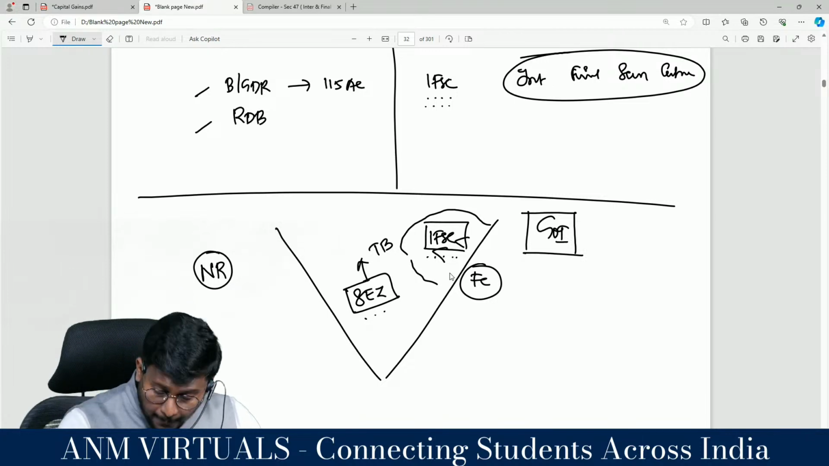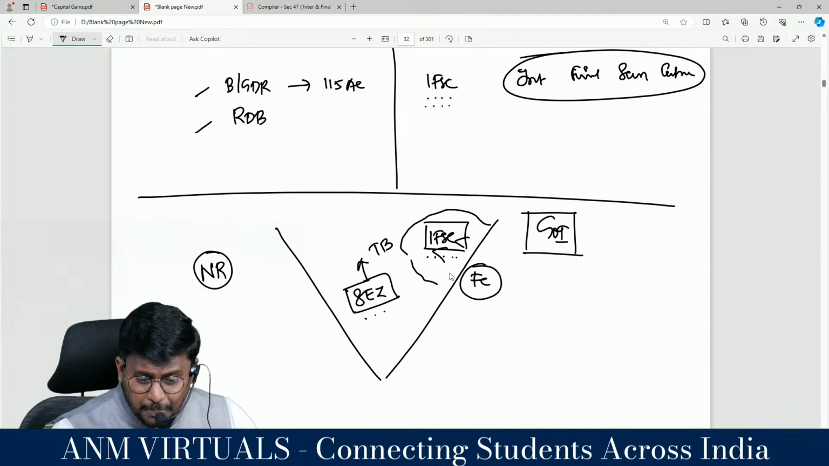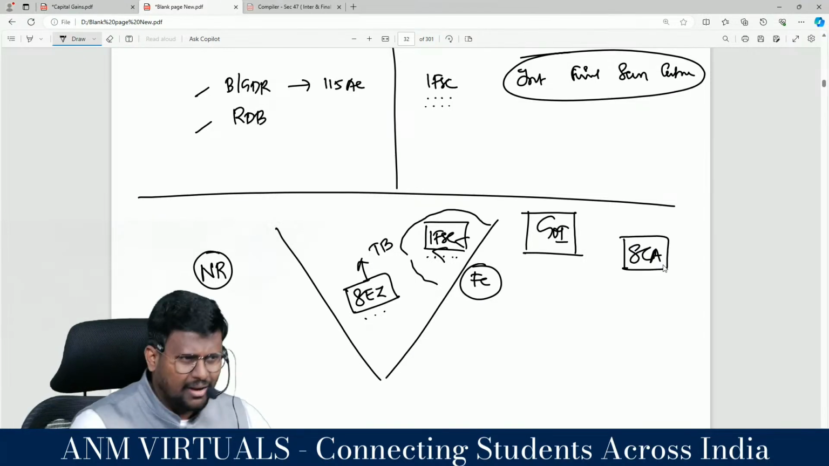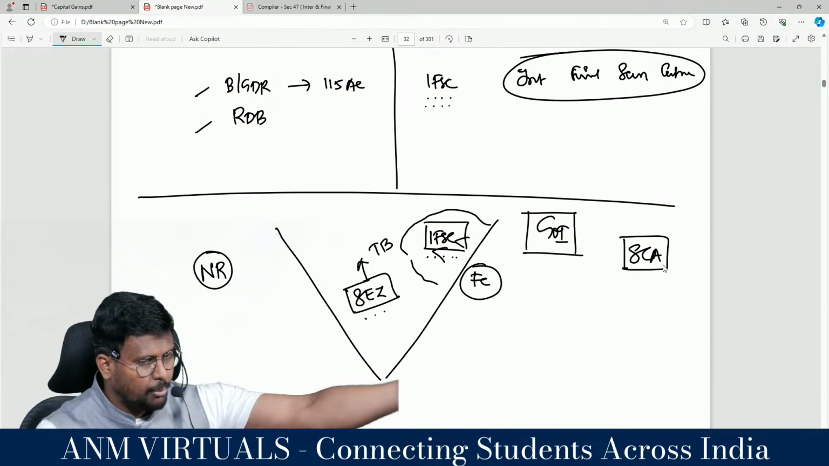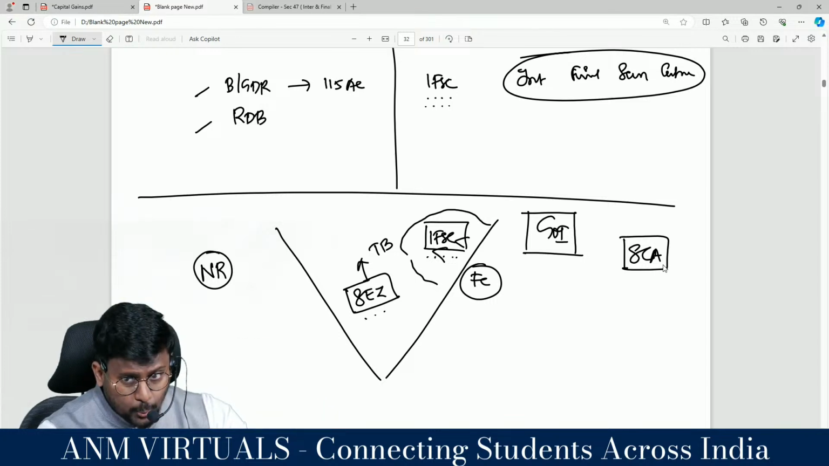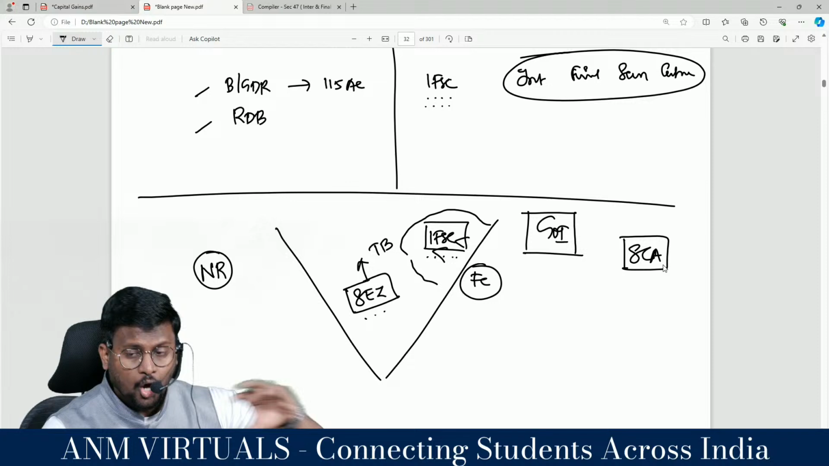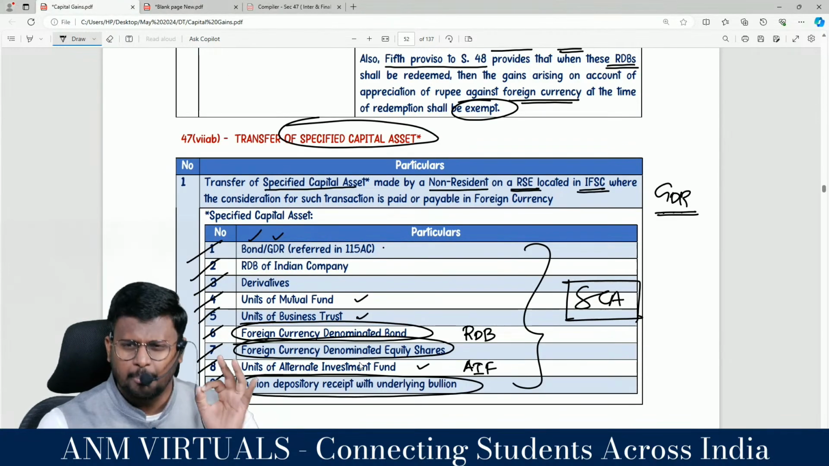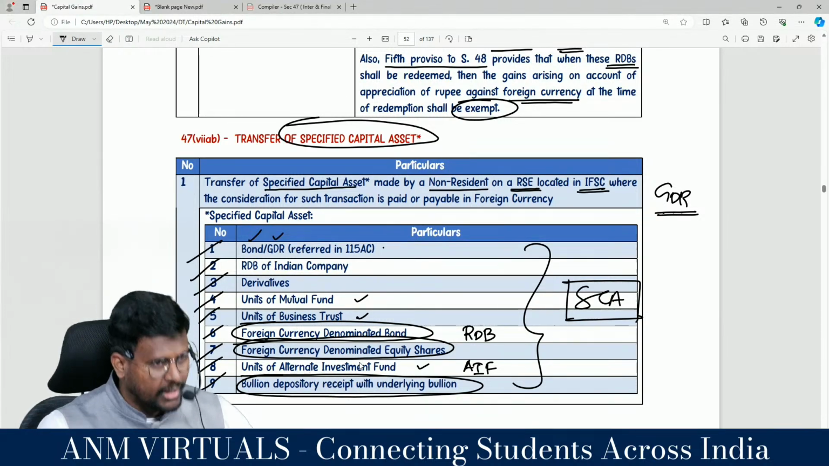Then what the government is saying is that you are holding a specified capital asset, like bonds or GDR referred under section 115AC, rupee denominated bond, derivatives, units of equity oriented fund, units of mutual fund, units of alternate investment fund, or NSR foreign currency denominated equity shares, or foreign currency denominated bond, or NSR bullion depository receipt with underlying bullion.